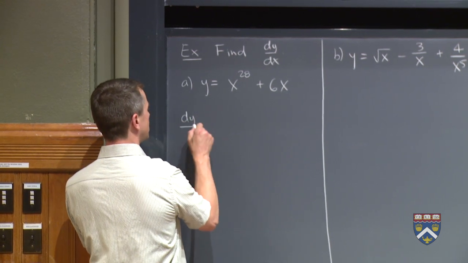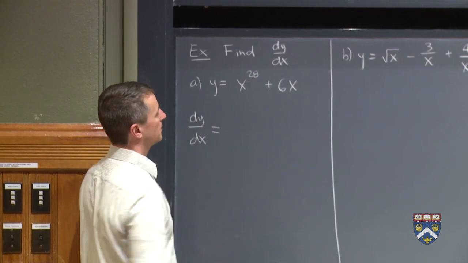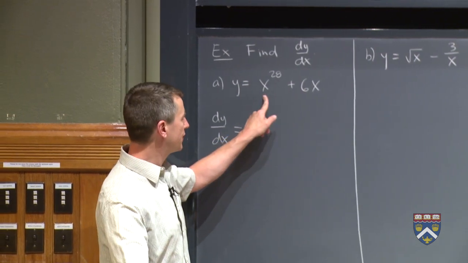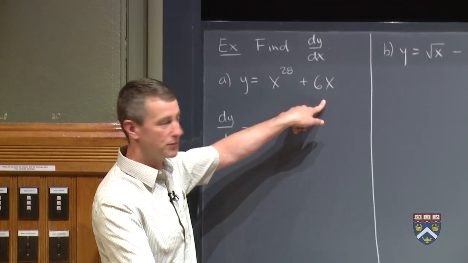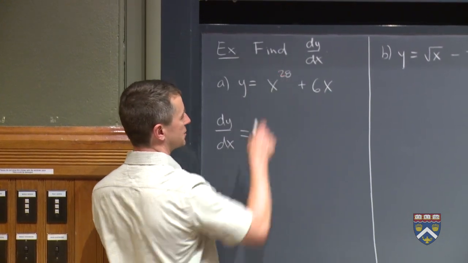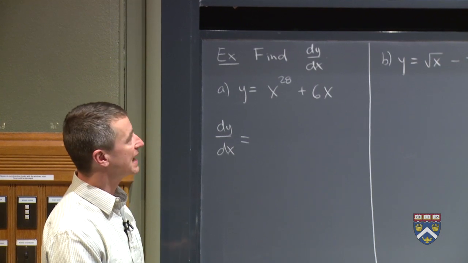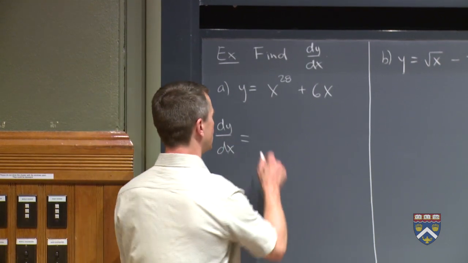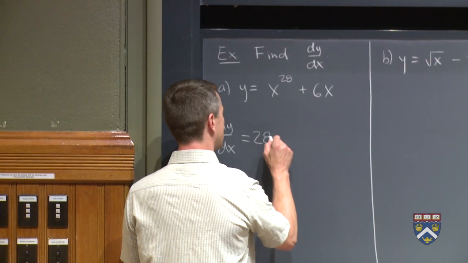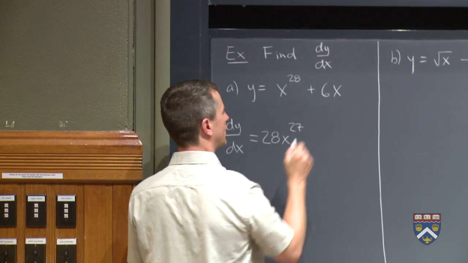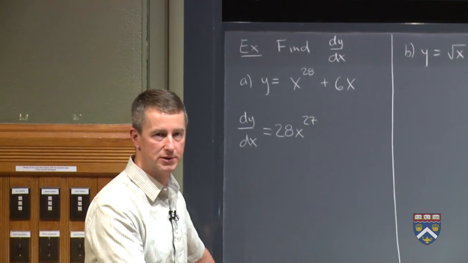This actually is going to use 3 of our rules, right? Because we have a sum. The sum rule says if I know the derivative of this and I know the derivative of this, I put them together by adding their derivatives together. Do we know the derivative of x to the 28th? Sure. We just came up with the power rule. The power rule says the derivative of x to the 28th is 28 x to the 28 minus 1, or 27.